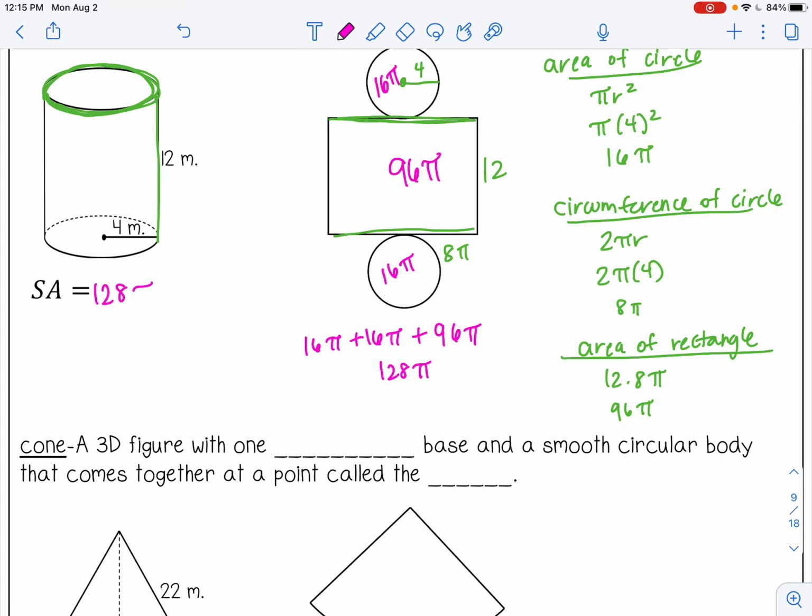Also on a test you might see this pi form. It's also called exact form. The rounded form or the decimal form would be 402.1 meters squared. There is a formula for cylinder if you would like to use that: 2 pi r squared plus 2 pi r h. Of course, the r is the radius and the h is the height.